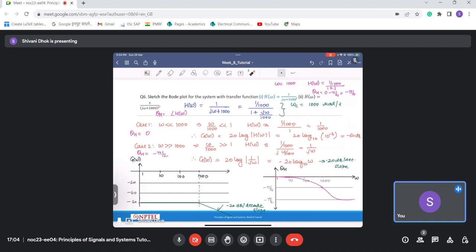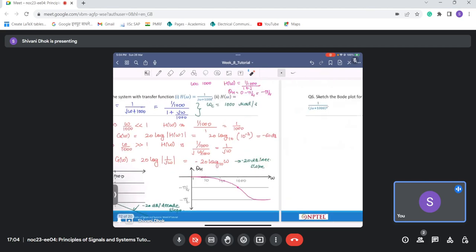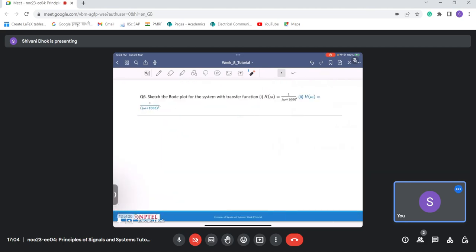I hope this part is clear to everyone. Now let us look at the second part of the same question. So in this, what do we have is the same magnitude response, same Fourier transform, but now I have a square. So it is basically 1 upon (j omega plus 1000) whole square.